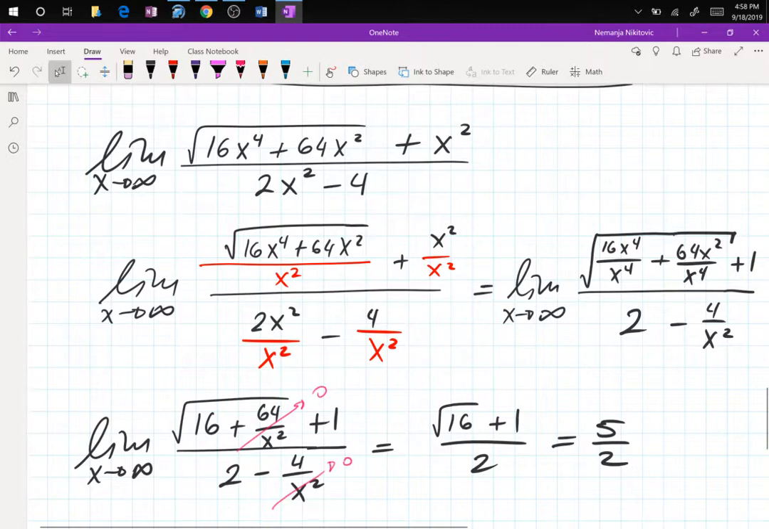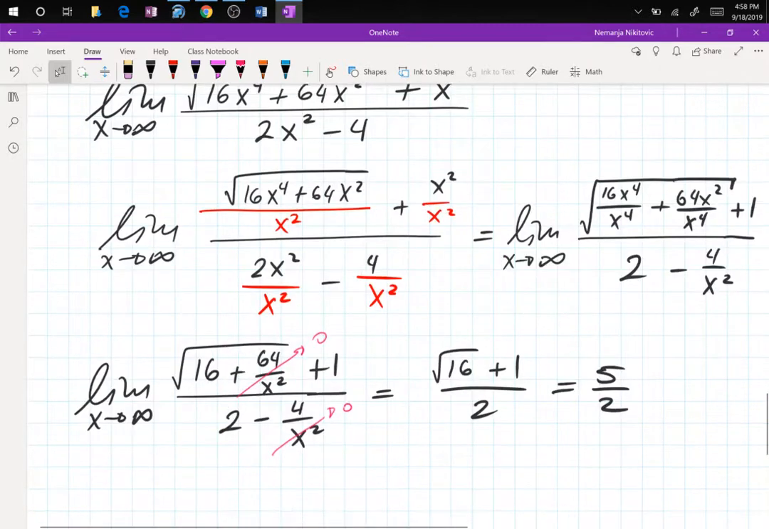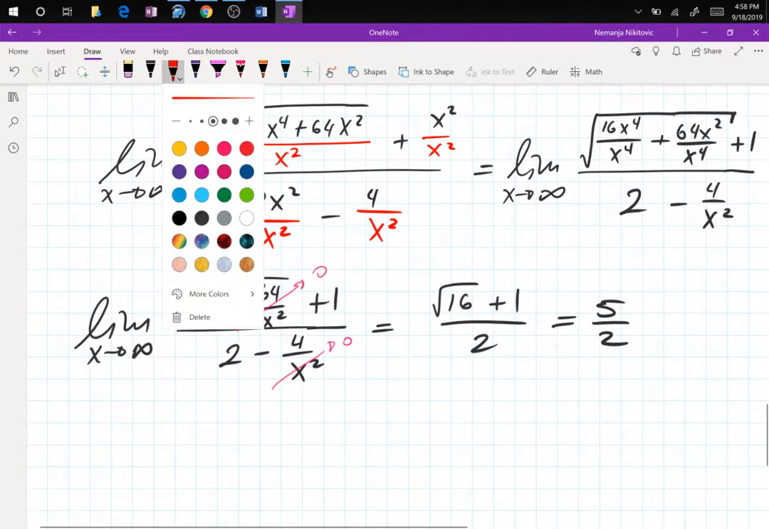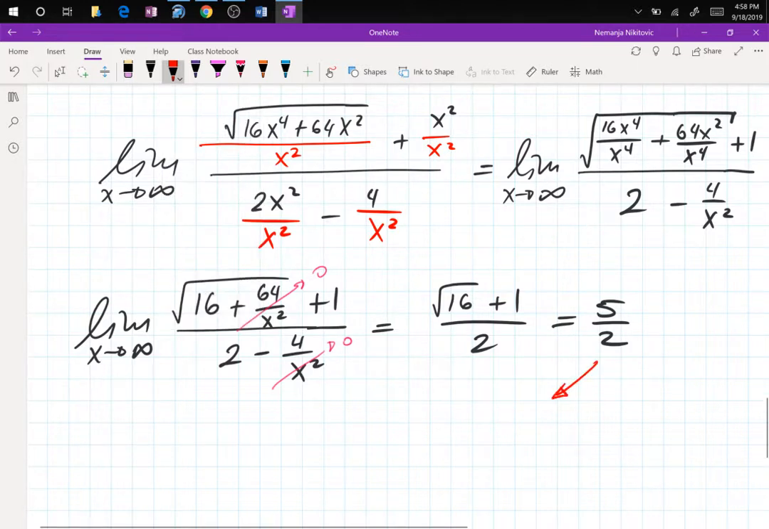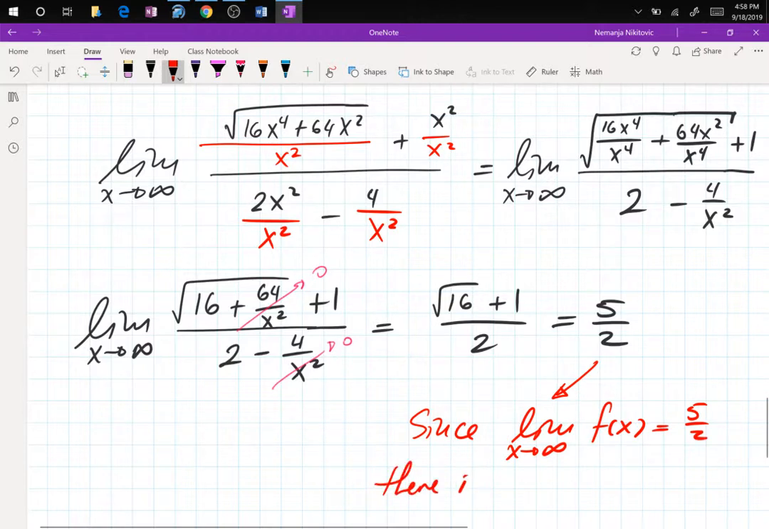Good. Well, that's the horizontal asymptote. I can actually now add to this problem and say, since the limit as x goes to infinity of f of x is equal to 5/2, there is a horizontal asymptote at y equals 5/2. We can do that. That's just an extra because we can. So horizontal asymptote at 5/2.